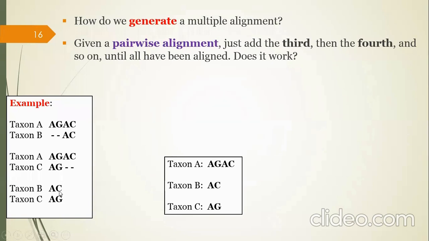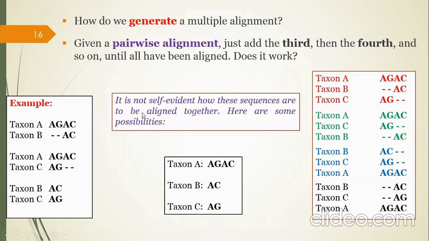So here, this is a substitution. The C and G is substituted. Here is a substitution, here is a deletion, here is a deletion, and here you can see the insertion. The AG is an insertion, the AC is an insertion. So this is pairwise sequence alignment. If we go for multiple sequence alignment, it is not self-evident how these sequences are to be aligned together. Here are some possibilities. There is no rule, and we cannot say this one is correct, or this one is correct. There are certain possibilities shown in red, blue, green, and black color. So these are different possibilities to align three sequences.